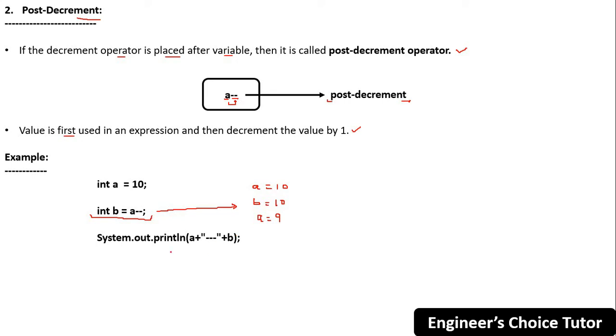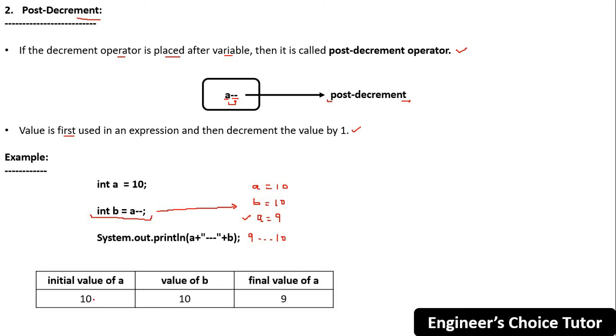So you are printing System.out.println a plus hyphen hyphen hyphen plus b. What will be the output? What is the final value of a? 9, then hyphens, then b. b is 10. The initial value of a is 10; first the assignment takes place, so b becomes 10, and then the final value of a becomes 9 because the decrement takes place. You have to remember this point: the value is first used in an expression and then decremented by 1. This is in the case of post-decrement.